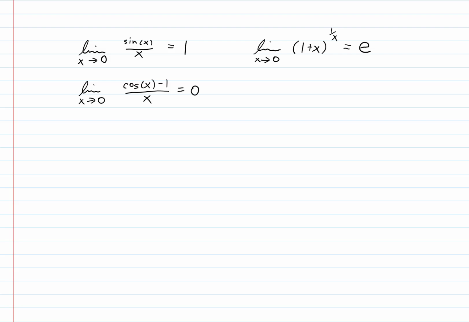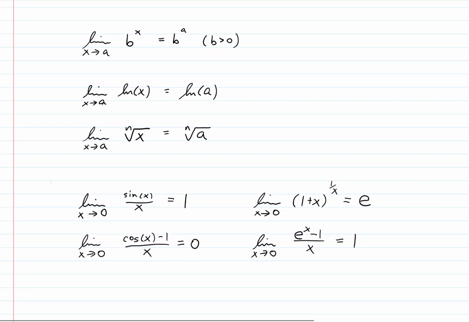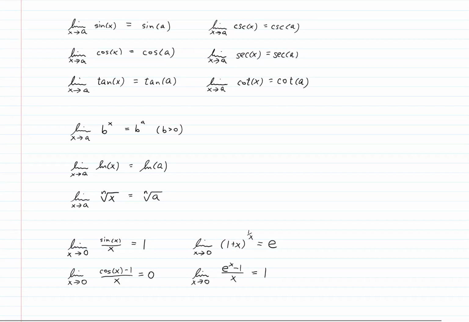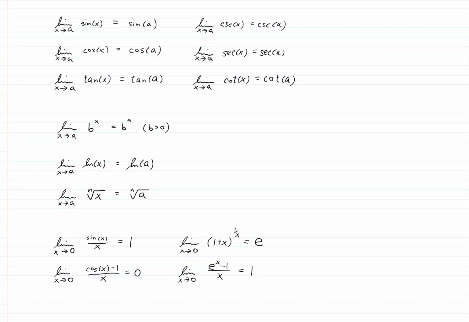Okay, and one more. The limit of e to the x minus 1 over x as x approaches 0. That one equals simply the number 1. So you should write these down if you want my opinion. There's 13 limits here. If I were you, I would make a list of these and start keeping track of some limits. Okay, memorize which ones you can. That would be a great idea.